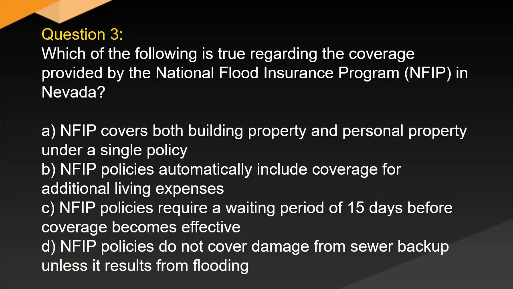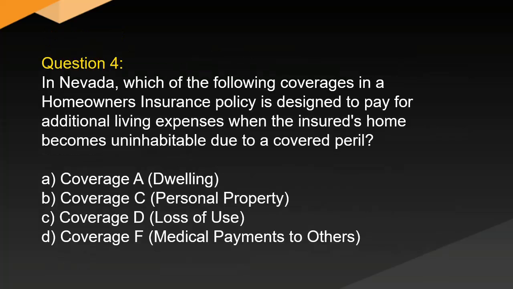Question 3. Which of the following is true regarding the coverage provided by the National Flood Insurance Program, NFIP, in Nevada? A. NFIP covers both building property and personal property under a single policy. B. NFIP policies automatically include coverage for additional living expenses. C. NFIP policies require a waiting period of 15 days before coverage becomes effective. D. NFIP policies do not cover damage from sewer backup unless it results from flooding.